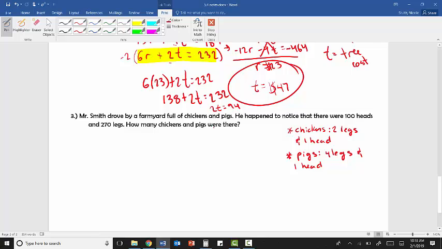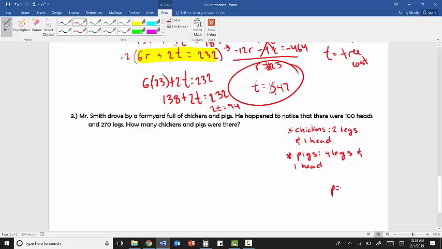In the next problem, it says Mr. Smith drove by a farmyard full of chickens and pigs. He happens to notice there's 100 heads and 270 legs. How many chickens and pigs were there? So right off the bat, when we see a problem like this, we need to make sure we remember basic facts. Like chickens, you get 2 legs per chicken and 1 head. And every time you have a pig, you get 4 legs and a head. So you kind of have to remember that if you're counting legs, you get 4 legs per animal or 2 legs per animal. So that'll be kind of important.